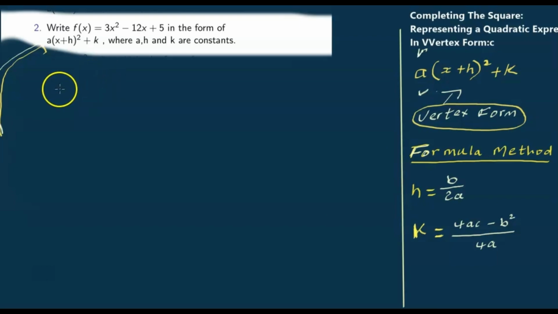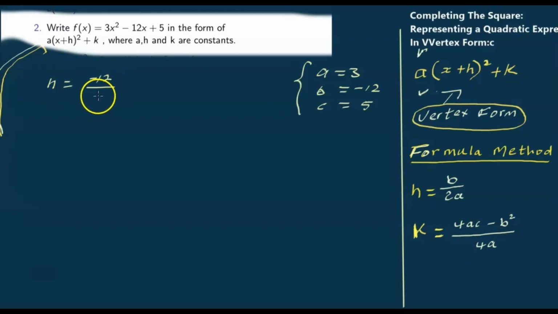Right, looking at question 2. A equals 3, B equals negative 12, and C equals 5. Using the formula to find H, so H equals negative B, which in this case is negative 12, all over 2A, and 2A will be 2 multiplied by 3, so it's negative 12 over 6. 6 into 12 is 2, so your answer is negative 2.